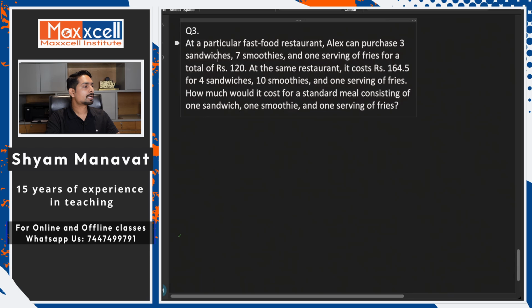This question says, a particular fast food restaurant, Alex can purchase 3 sandwiches, 7 smoothies and 1 serving of fries. Okay, so 3 sandwiches. What is given to us? Let's say S for sandwich. You can use X, Y, Z also, that's completely fine. I usually use initials of the word when I have the problem statement.